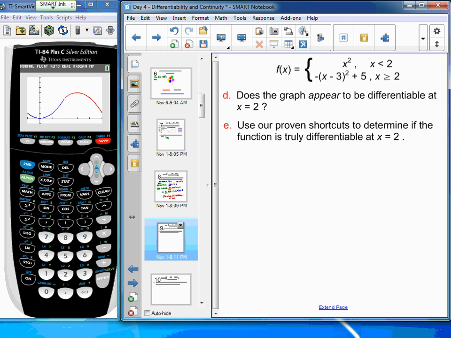All right, this is an opinion, right? Until we do it mathematically. So this is an opinion. So does this appear to be differentiable by looking at the graph? So what did you guys come up with when you were looking at it? What did you guys think?